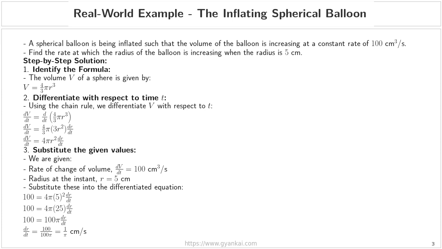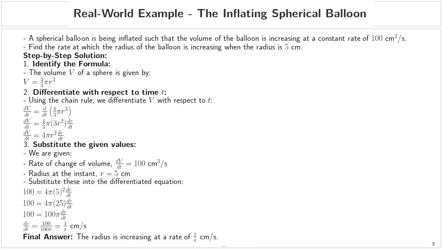To solve for the rate of change of the radius, we divide both sides by 100 pi. This gives us dr over dt equals 100 divided by 100 pi, which simplifies to 1 over pi centimeters per second. Our final answer is that the radius is increasing at a rate of 1 over pi centimeters per second.